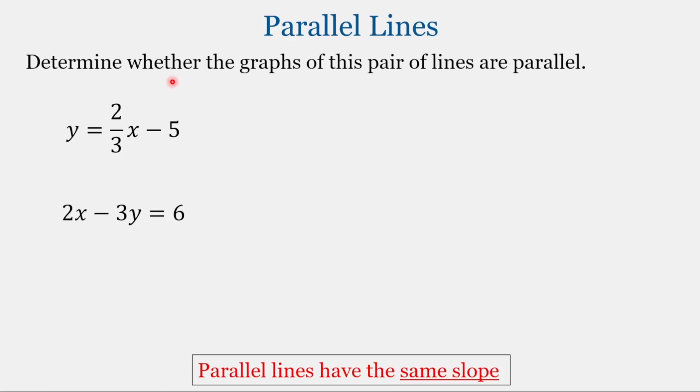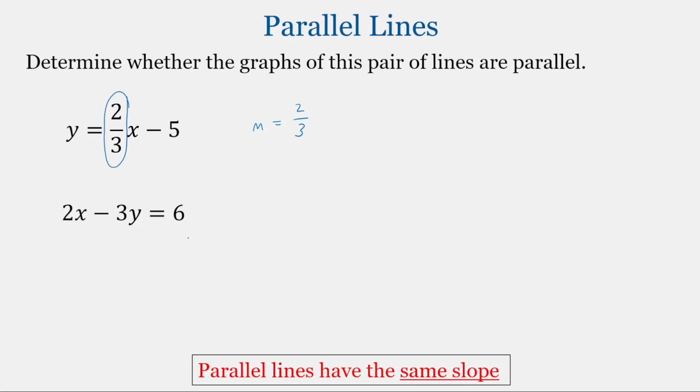Next, we're asked to determine whether the graphs of this pair of lines are parallel. So if we graph these two lines, would these lines be parallel? Again, since parallel lines have the same slope, we can compare the slopes of these two lines to determine whether or not the lines are parallel. Well, let's find their slopes. The first equation is in slope-intercept form, so it has a slope of 2/3.